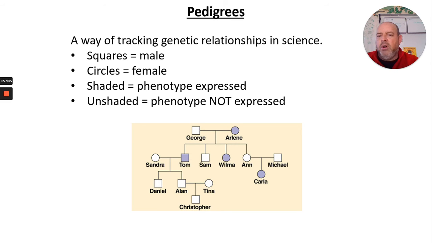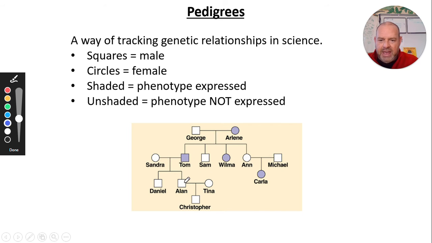When you draw one, you pair up the spouses, drop a line down, and then spread out their kids. Males are always drawn with squares. Females are always drawn with circles. If they're colored in, that means they have the phenotype, like hemophilia or whatever disorder you're looking at. If they're blank, that means they don't have it. This one doesn't show it, but I can draw one in here.